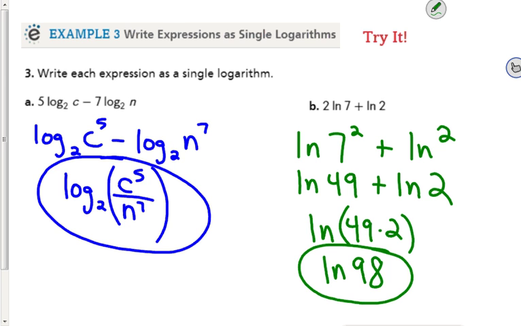So if I took out my calculator and I typed in 2 times the natural log of 7 plus the natural log of 2, I get some crazy decimal number. And if I took my calculator and I typed in the natural log of 98, I get the same number. What these properties allow us to do is manipulate how these logarithms are written, which can become useful when we have to solve equations with logarithms.